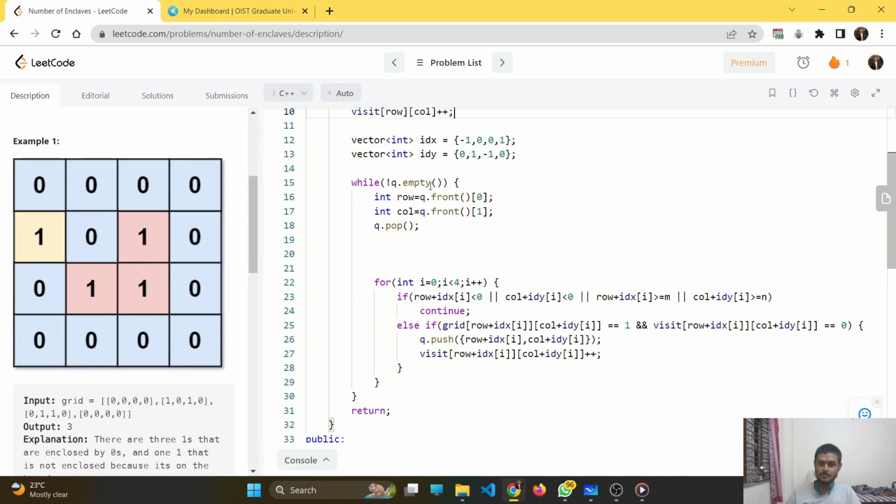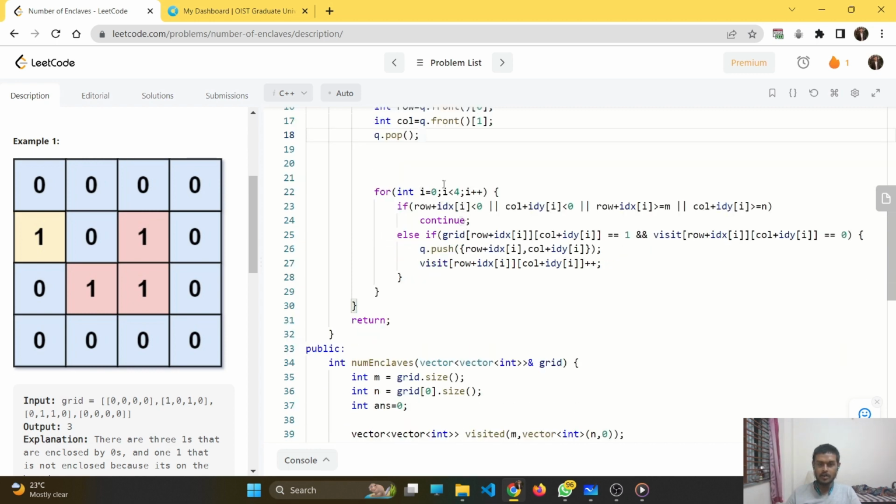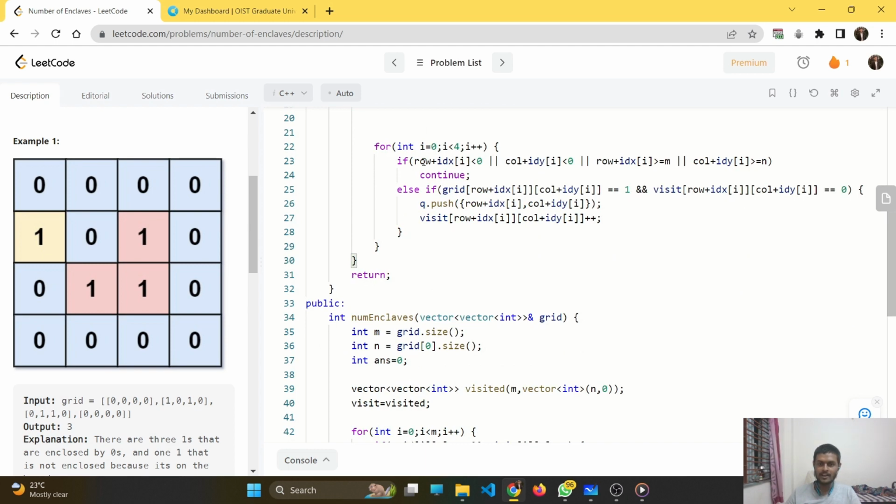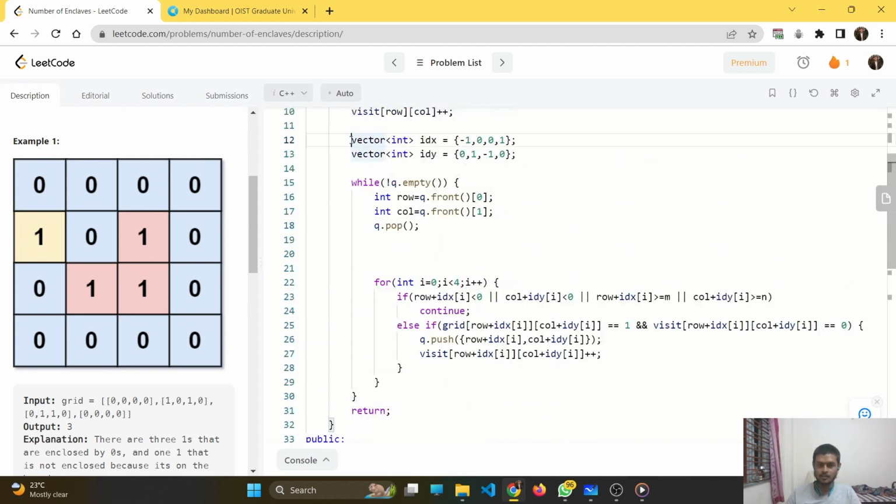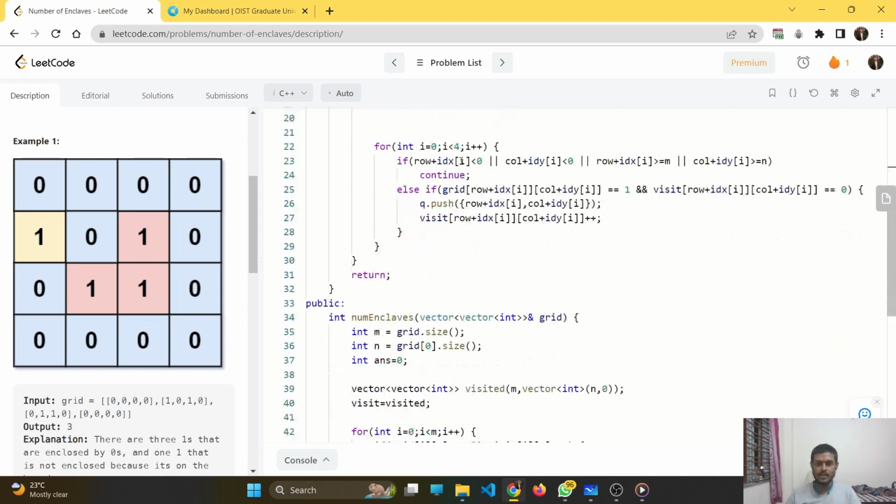So while the queue is not empty, we would check the front element of the queue. The first index would be the row and the second index would be the column. We would be popping it out, and now we would check all the four directions. So we would be adding the index which we created here. These two vectors are the indexes that we have subtracted or added to the original element for the left, right, top, and bottom.